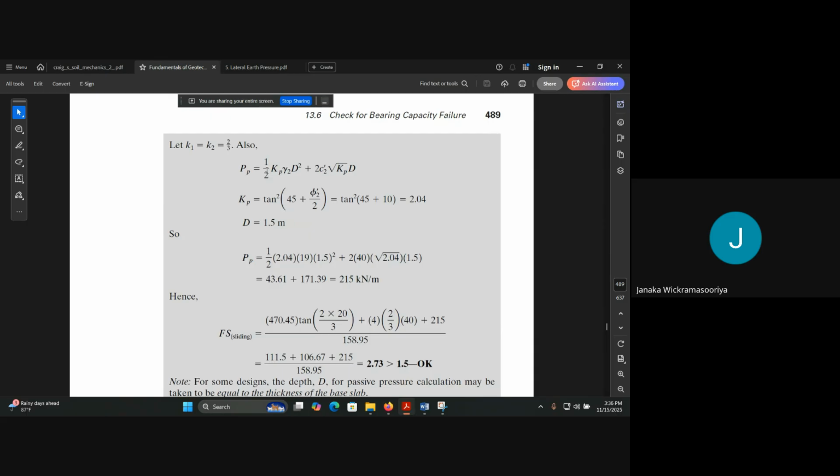So first you have to find the passive force. To find the passive force you need Kp. Kp means the coefficient of lateral earth pressure in the passive side. Then Kp equals this one, the reciprocal of Ka, and you can find the passive force. Then you can just apply the passive force to this equation. You will get it as 2.73, which is greater than 1.5, so it is okay. So come up to this point.